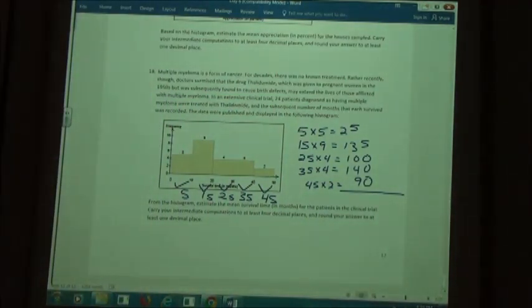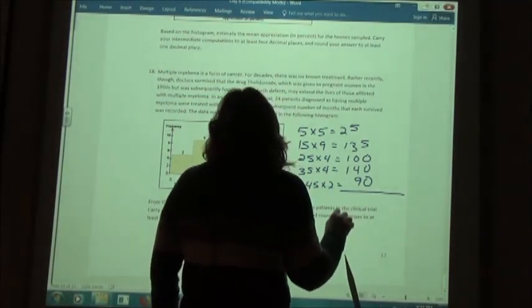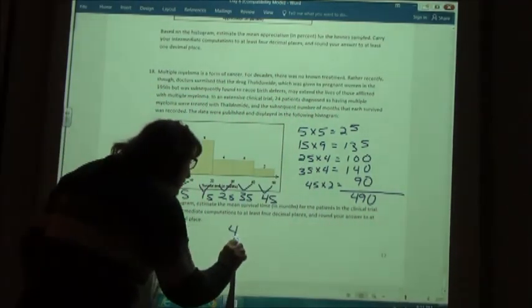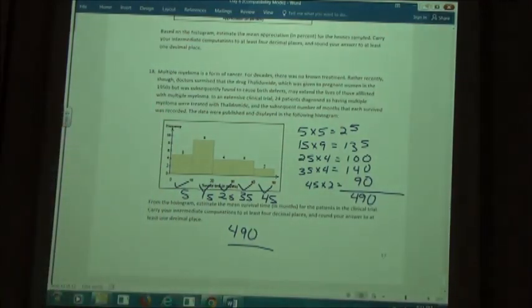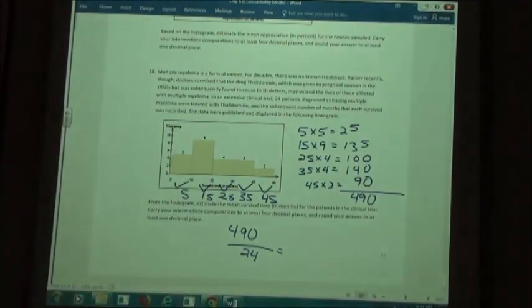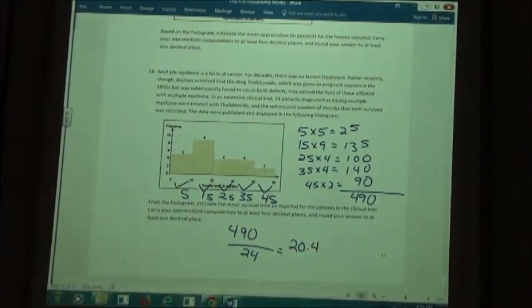Then we're going to add all those numbers up. 490. So we want to estimate the mean survival time. We're going to take our 490 and divide it by the 24 patients that were diagnosed, right? We got 20.4. The mean survival time is 20.4 months.